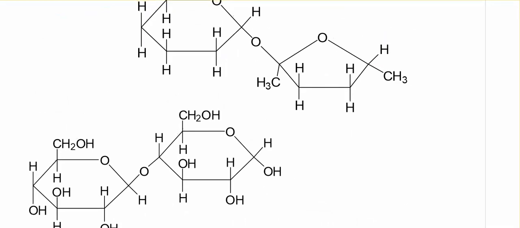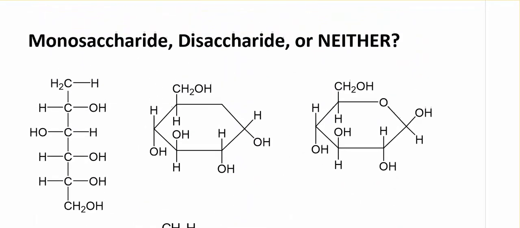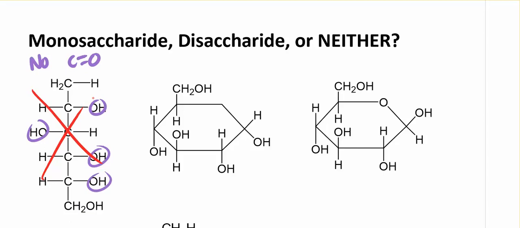In the cyclic form, a monosaccharide will have just one ring. So we're going to examine these up here and see if any of those are monosaccharides. In the linear form, this looks like it might be a monosaccharide. I need to have a carbonyl group though. I see I have lots of OHs, that's good, but there's no carbonyl group. And so that one is not a monosaccharide.